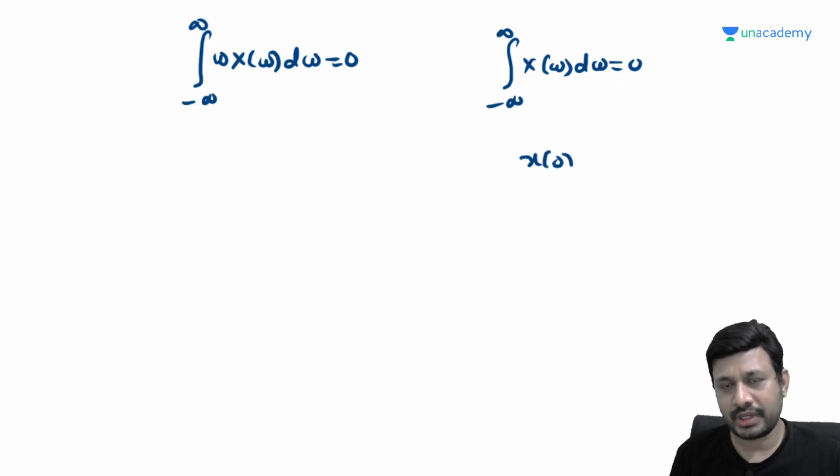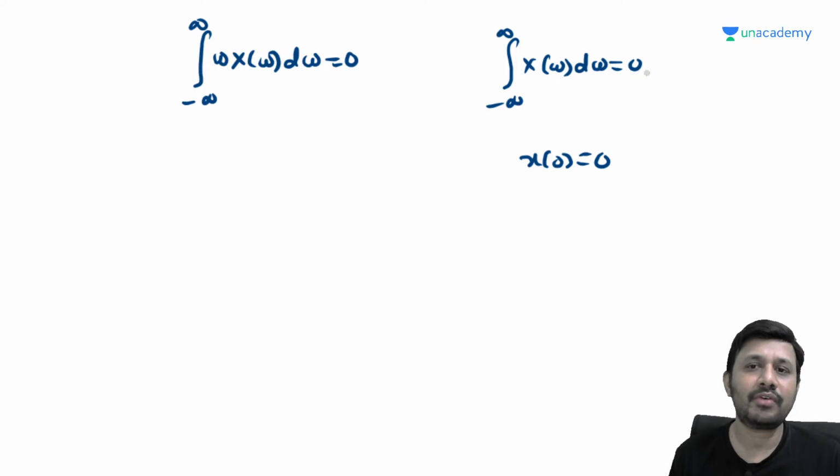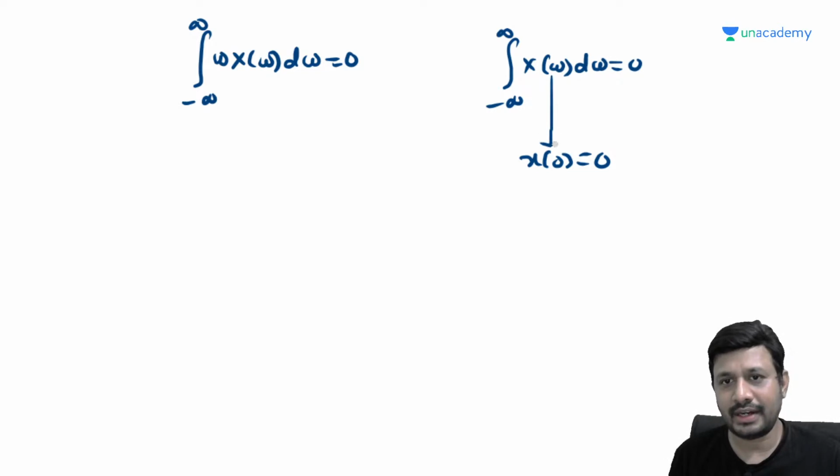X of 0 must be equal to 0. The area under X of omega d omega equal to 0 means this condition we got: the inverse Fourier transform of the signal at 0 must be 0. If you compare with the previous one, the integral from minus infinity of X of omega d omega being 0 means that, since I have X of omega, its inverse Fourier transform at t equal to 0 must be 0.